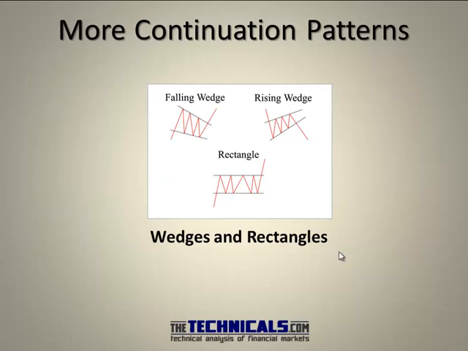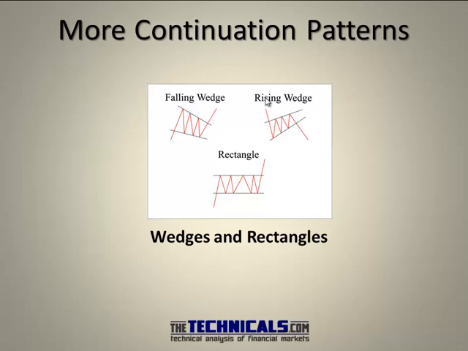We have wedges and rectangles. Here on the left-hand side on the top, we have the falling wedge. So what we're looking for here is a move to the upside, a trend to the upside, a pullback in the form of the falling wedge. It's a consolidation as well, and we're looking for a breakout to the upside above the upper border of this wedge to give us a continuation in the direction of this uptrend.